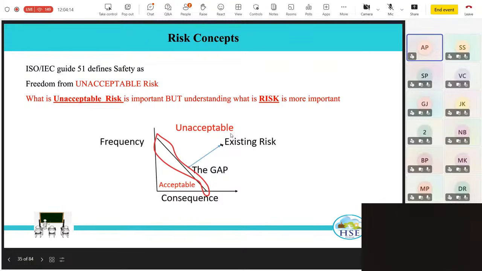Now I have shown one existing risk point here. You can see that this is the existing risk, which obviously is beyond my tolerable risk. So what I do, I find that my present risk is so much beyond my acceptable risk.